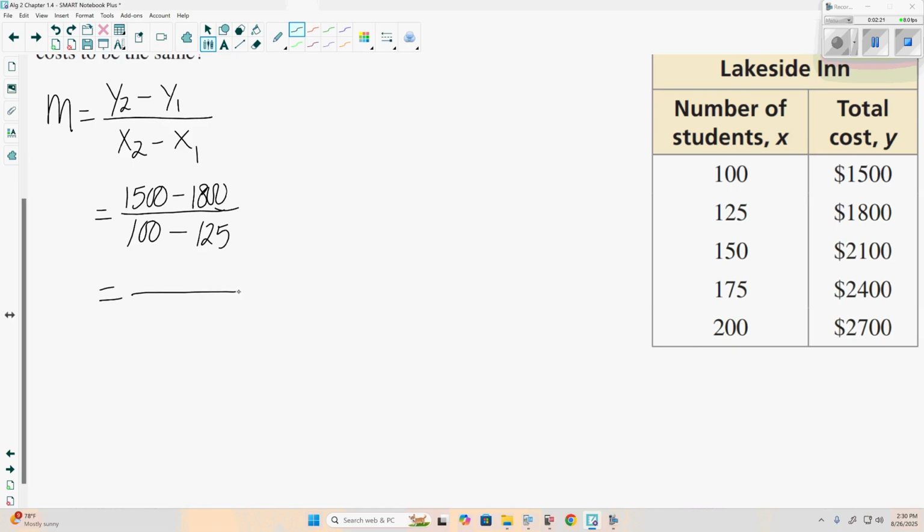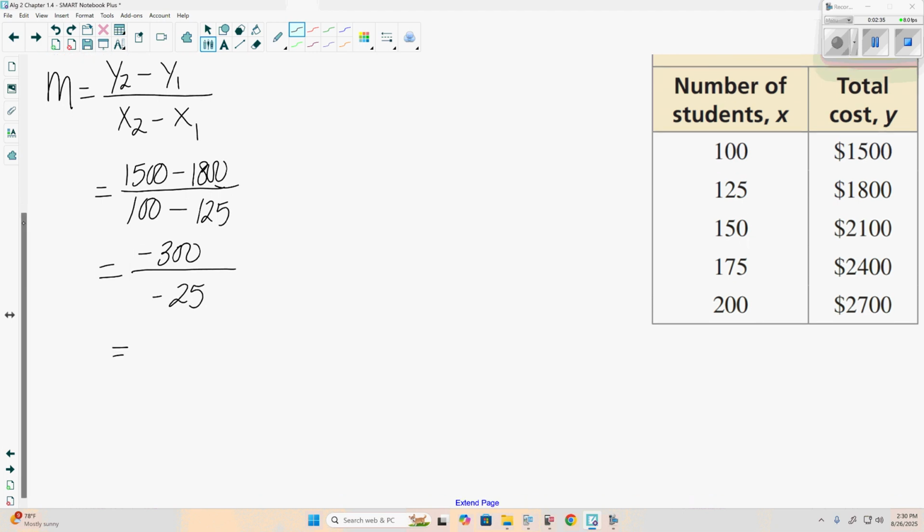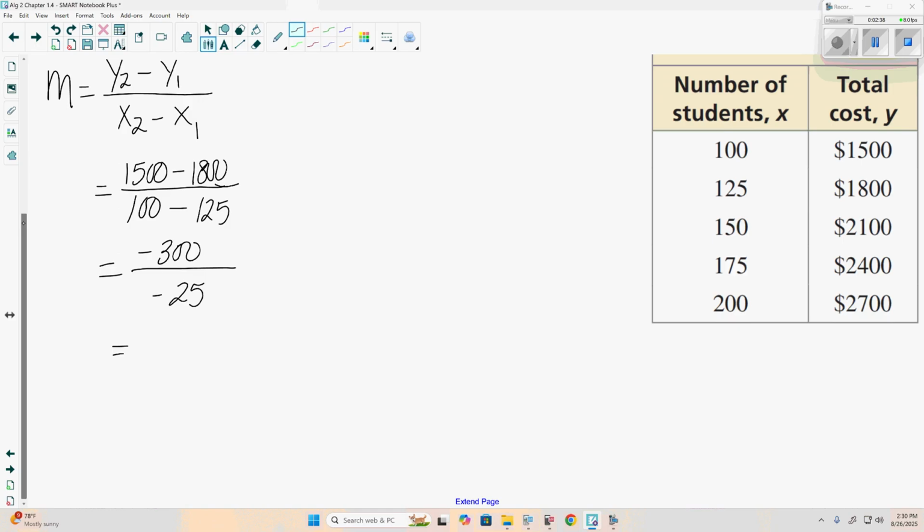Now we just need to simplify. Because 1,500 minus 1,800 is going to be negative 300. 100 minus 125 is going to be negative 25. Now, negative 300 divided by negative 25, the negative and negative would make a positive. So we're really looking at 300 divided by 25, yes? Which is 12. Because 25 is similar to a quarter, so we're saying how many quarters are in $3? 12.